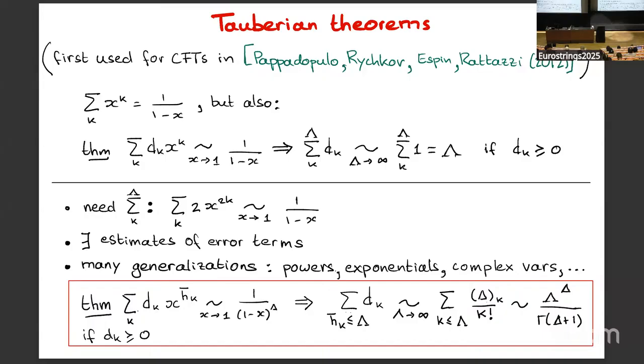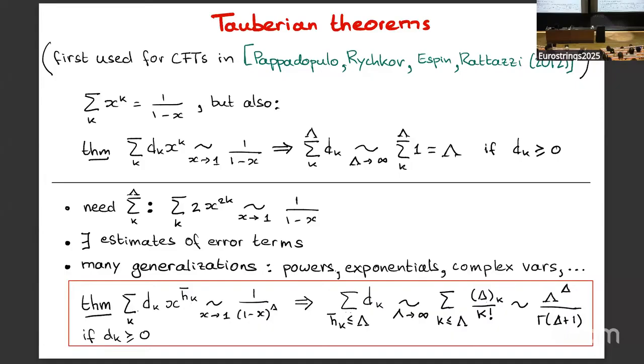So it tells you that the sum of the coefficients, or if you want the average of the coefficients, if you omit the factor 1 over lambda, is exactly the same as what you would get from the geometric series. Okay, so now you know what Tauberian theorems are, or what a Tauberian theorem is.